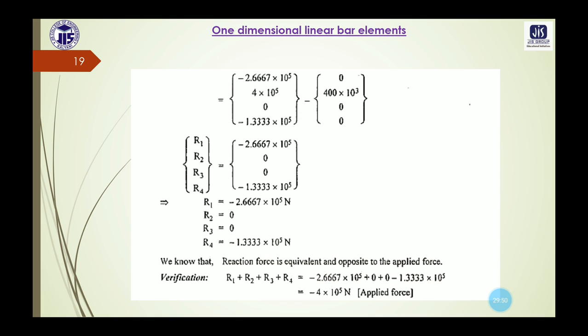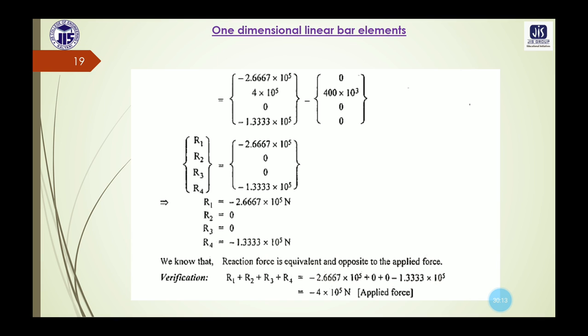From this column matrix we can say that the values of R2 and R3 are 0, the value of R1 is minus 2.66 into 10 to the power 5 Newton, and the value of R4 is minus 1.33 into 10 to the power 5 Newton.